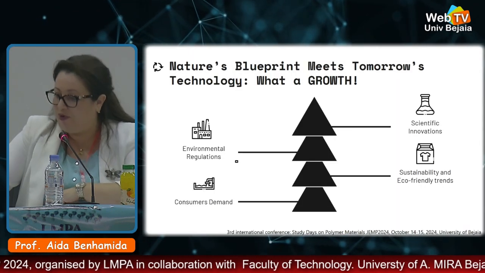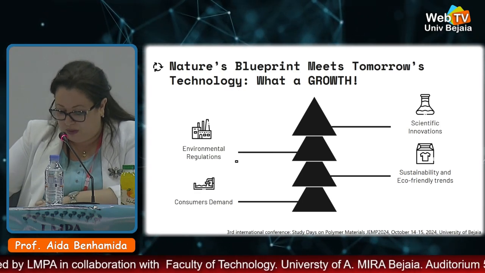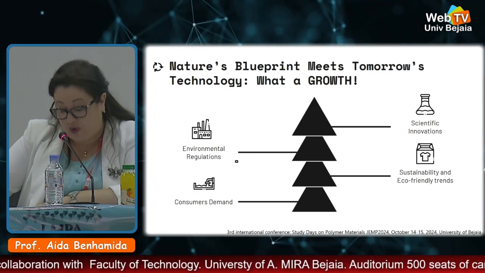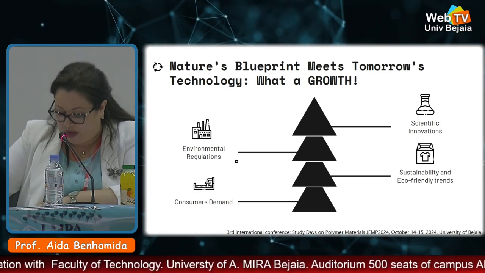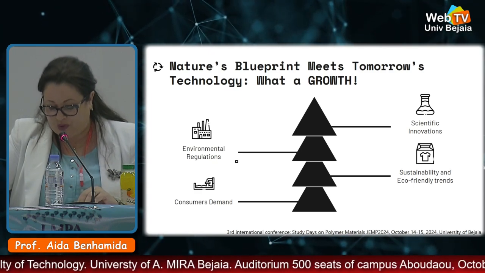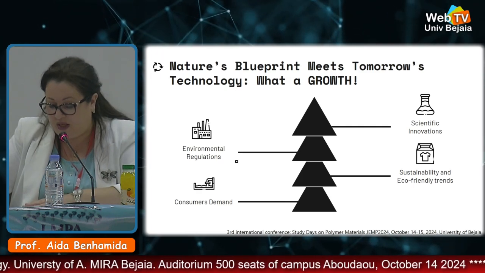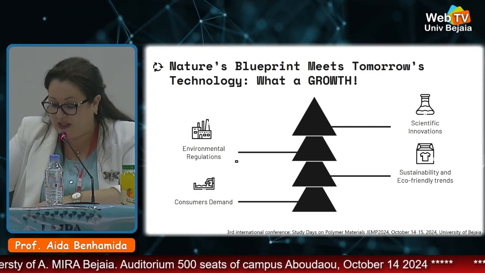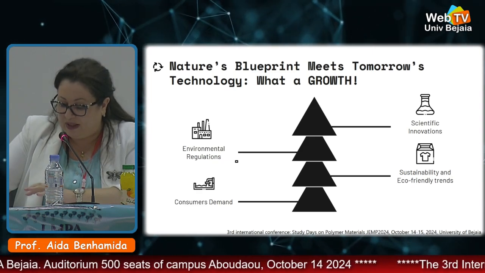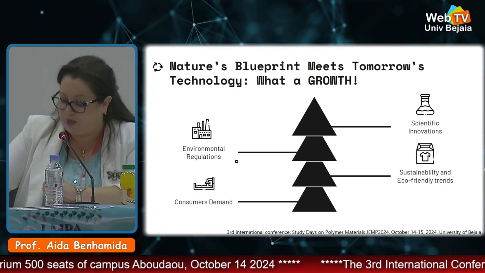The great drivers for bio-based polymers and composites adoption we have, first of all, environmental regulation, and this is due to government restrictions to reduce pollution and carbon emission. Scientific innovation: advances in different areas are making these materials stronger, more versatile, and more affordable, which is essential for their mainstream adoption.